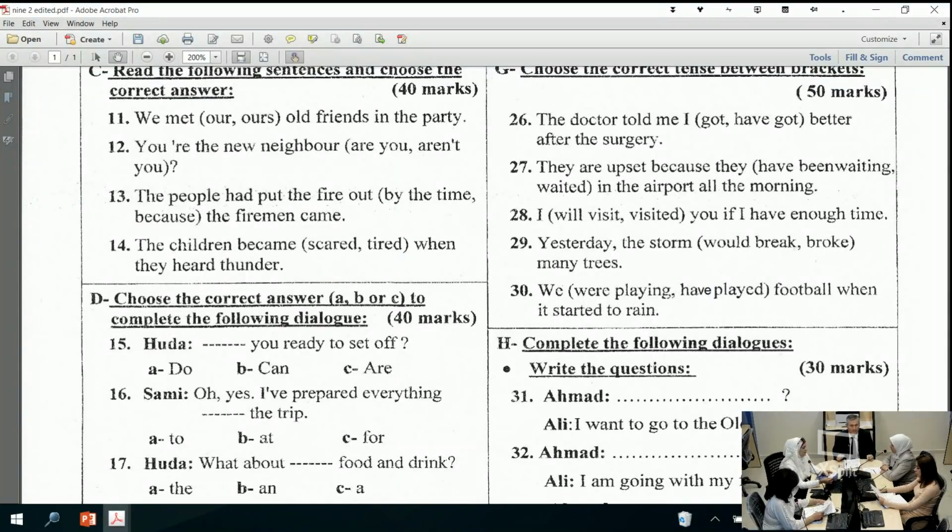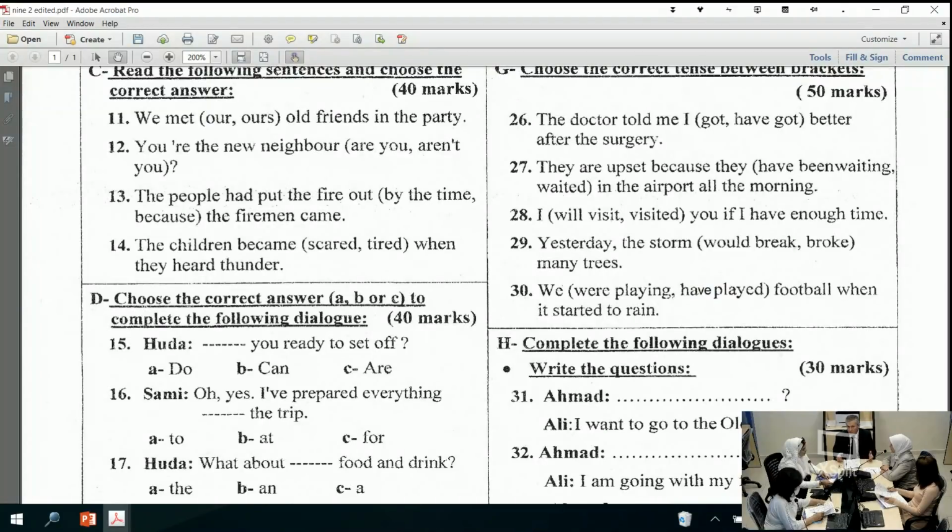Miss Faizi, number 13, sorry. Now the people had put the fire out by the time or because the firemen came. And here we have past perfect, had put, and we use by the time with the past perfect. So we can explain a little about because and by the time.